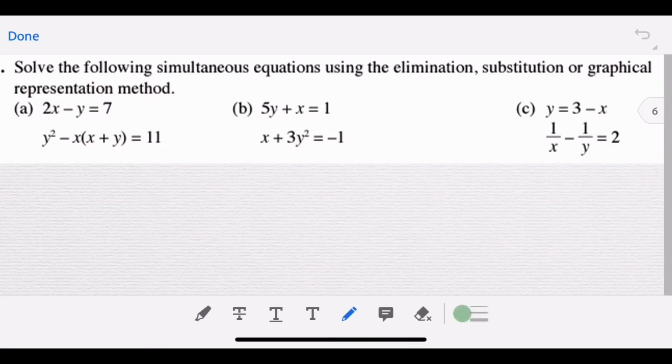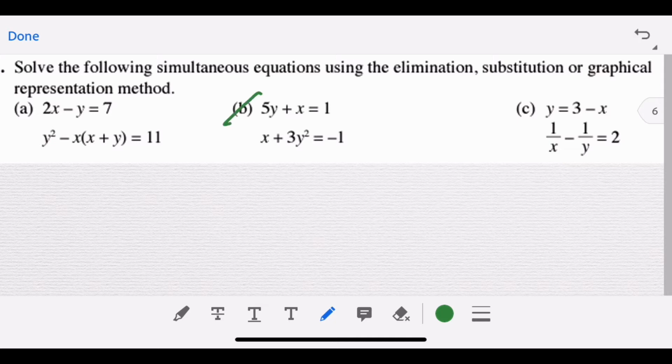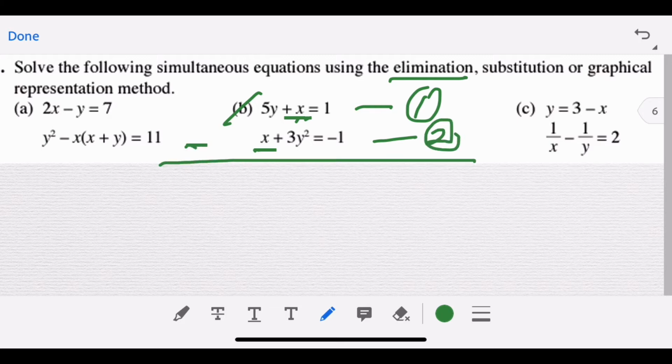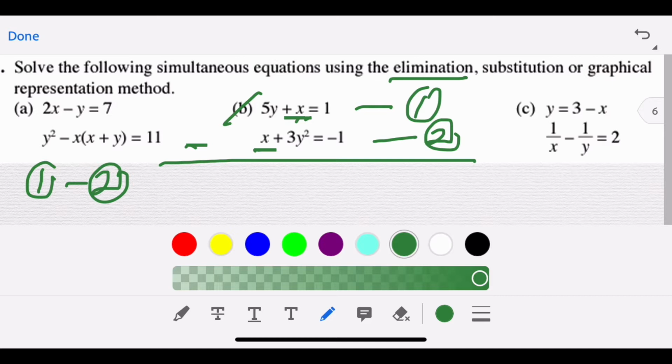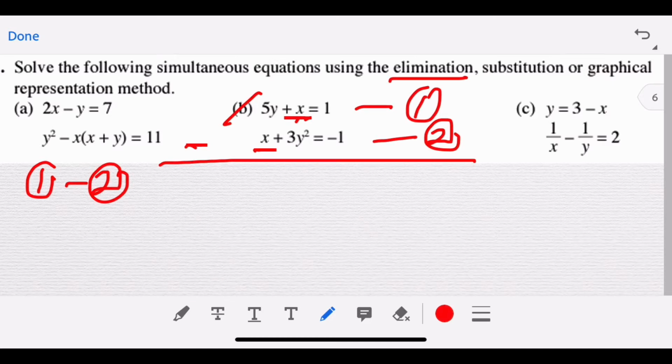Let's discuss B. For B, I would like to use elimination. Why do I choose elimination? Because I can see there is a like term with the same sign, both positive. So if I subtract, taking equation 1 minus equation 2, I can get rid of the x.